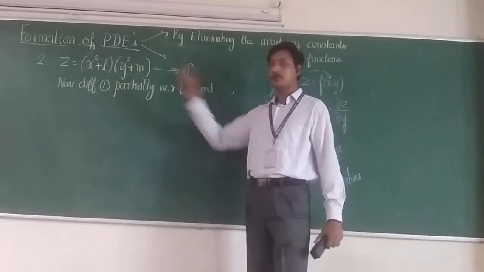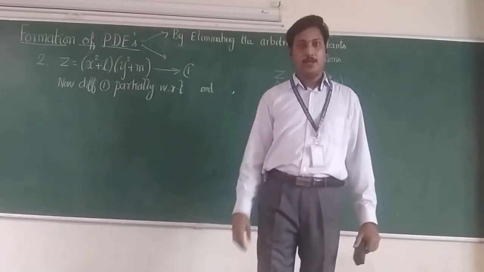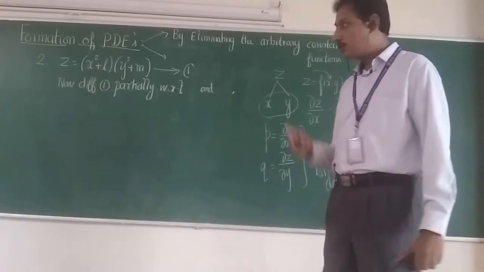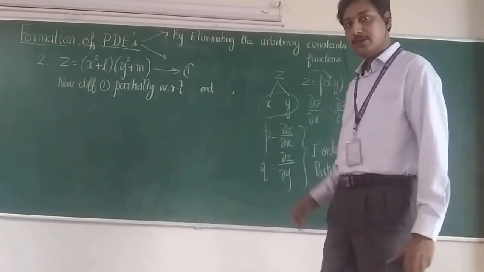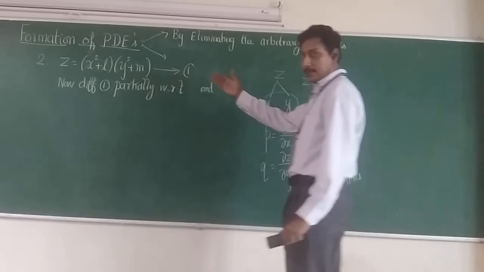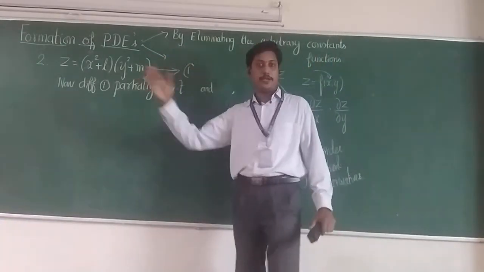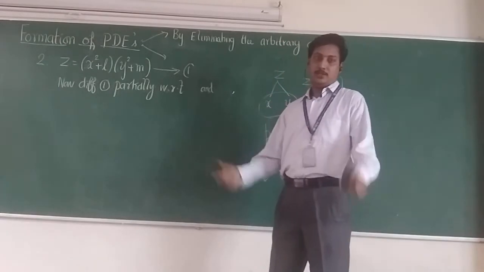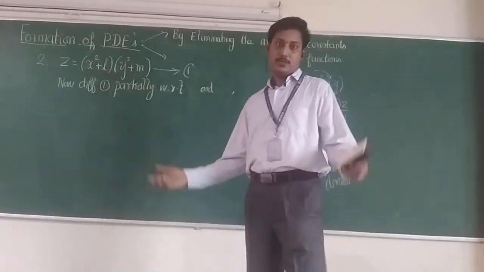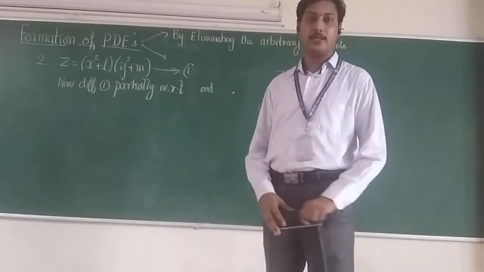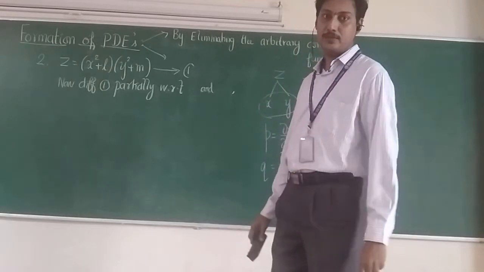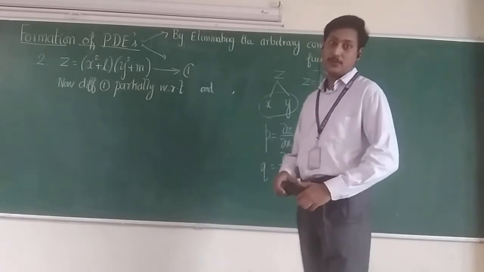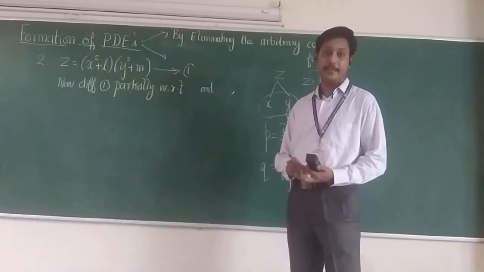So how many constants? 2 in number, right? How many independent variables are there? That's also 2, that is x and y. So once in the given relation, the number of arbitrary constants as well as the number of independent variables are equal in number, while eliminating the arbitrary constants, we get exactly a first order partial differential equation, right? So that is the clear idea. Let us see how to eliminate these arbitrary constants, namely l and m.